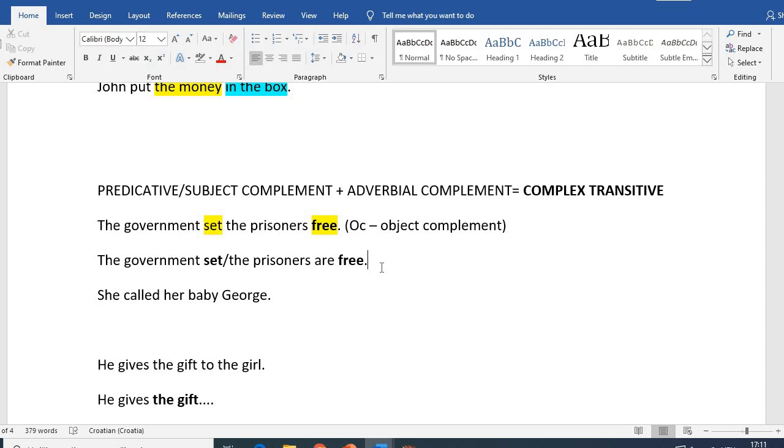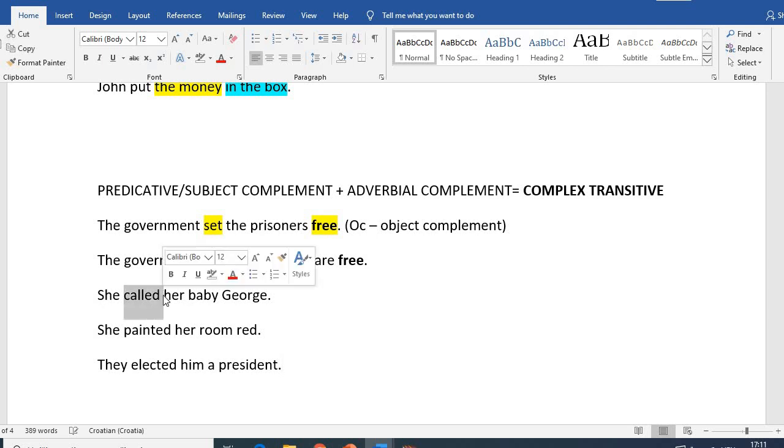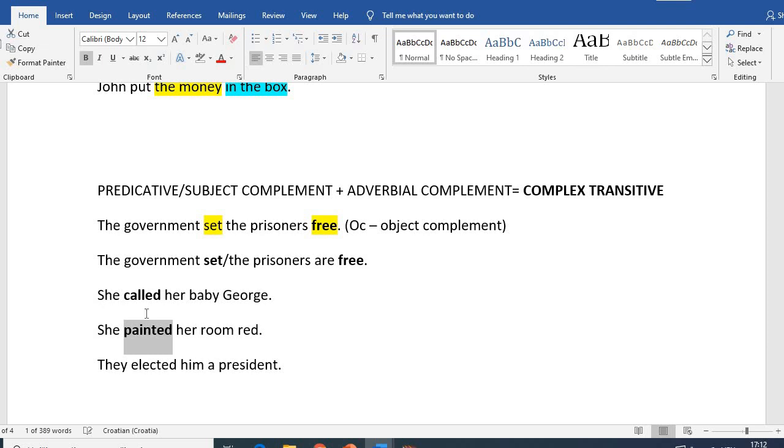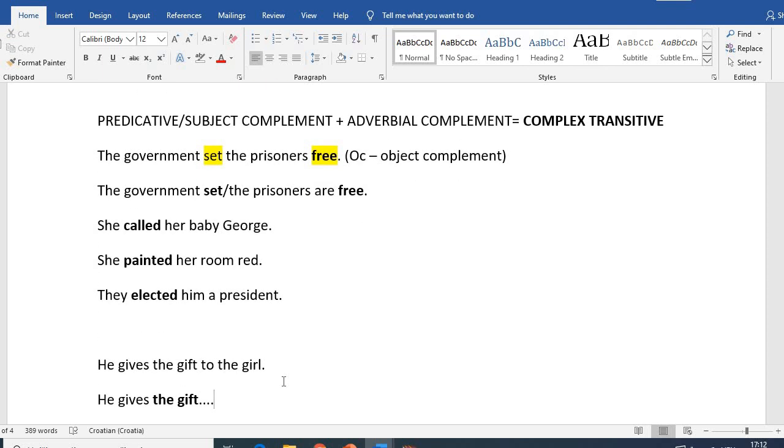So complex transitive was a new kind of transitivity from last time. It's very important to remember this one. Or she called her baby George. So she called her baby, and the baby is George. Or she painted her room, not black, okay, red, blue, whatever. Or that example, like they elected him whatever, a president. So these are some of the verbs that require complex transitivity, or they are complex transitive.